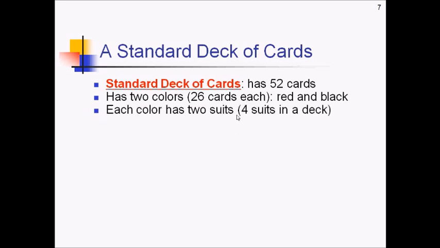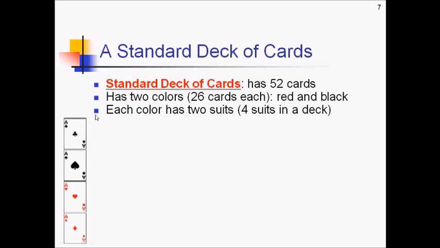So, standard deck of cards. We have 52 cards in that. And out of these 52 cards, there are 2 colors, red and black. Each of these colors has 26 cards each. Each of these colors also has 2 suits per color. So that's a total of 4 suits in the whole deck. Let me give you a visual here. So we've got 4 suits. Here they are.